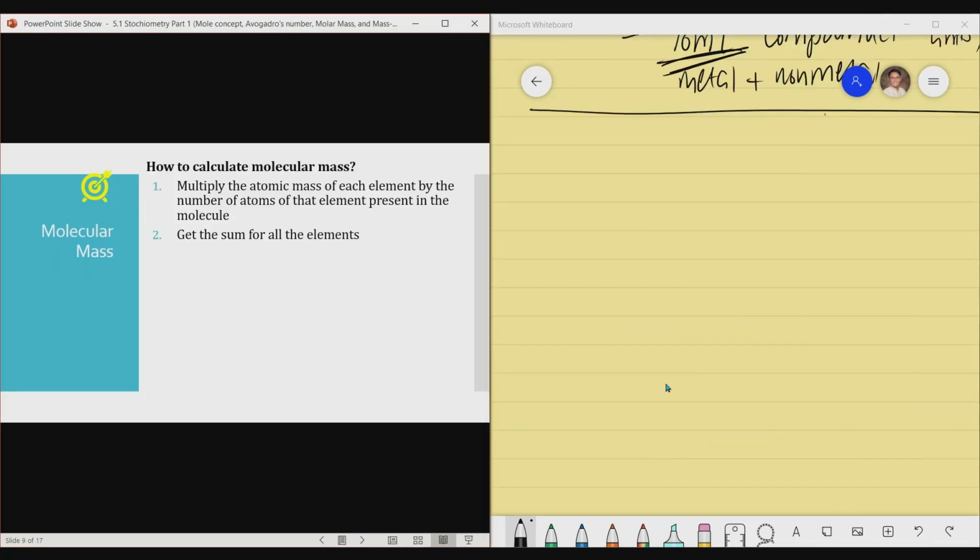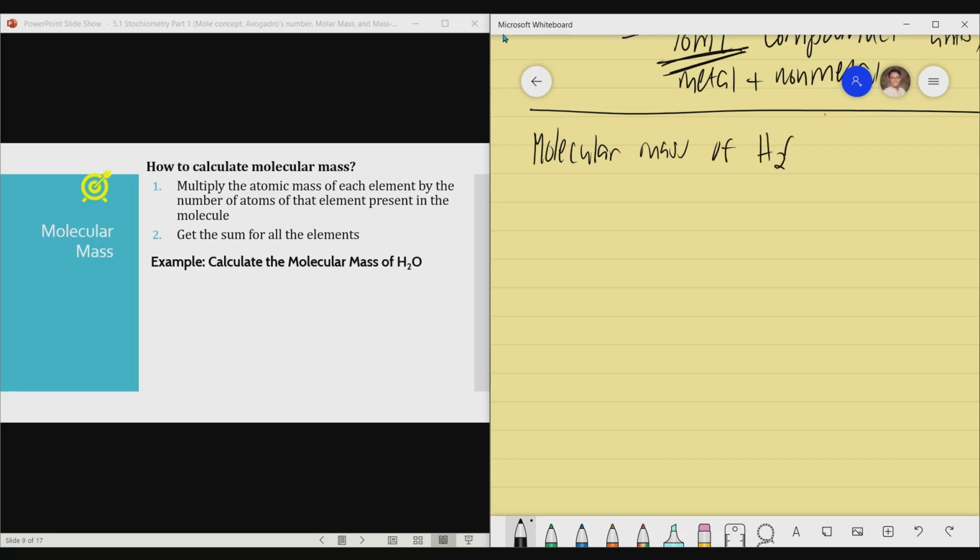At this point, I'll be showing how to calculate molecular mass. First, we need to multiply the atomic mass of each element by the number of atoms of that element present in the molecule and then eventually get the sum for all the elements. Let's have an example. Calculate the molecular mass of H2O.